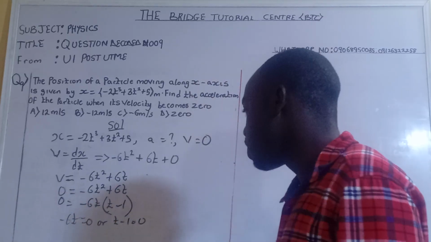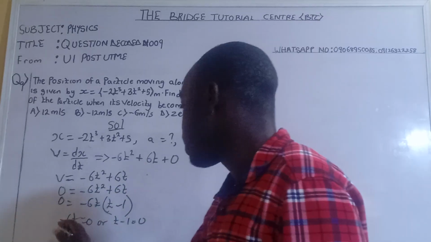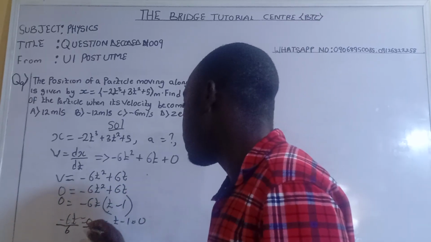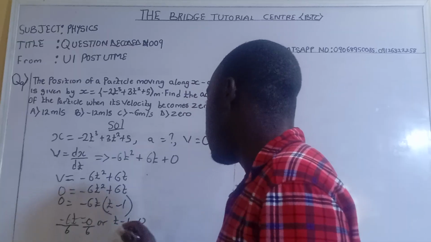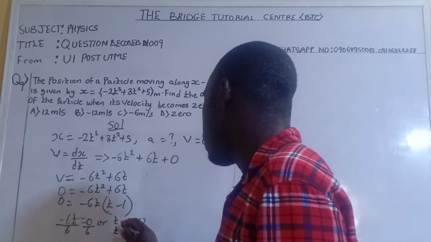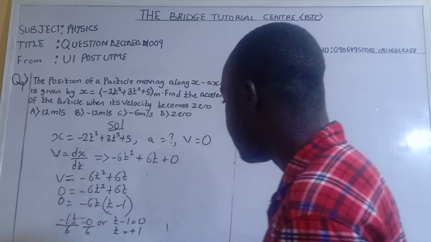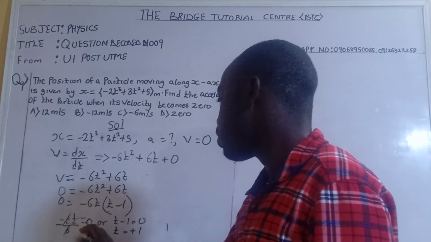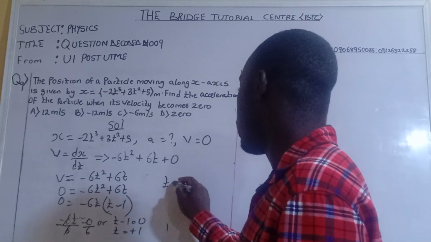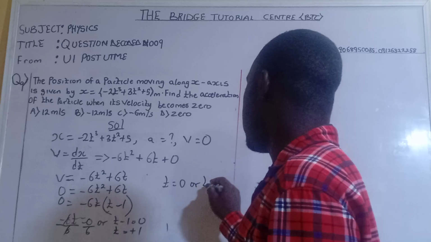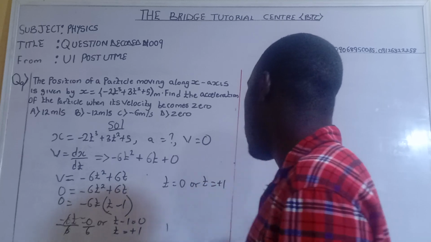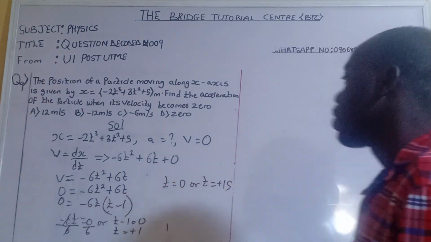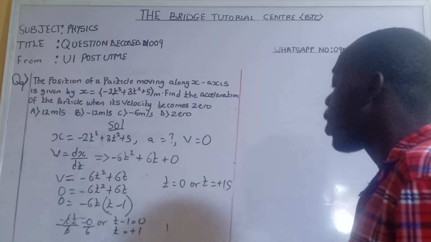So we have something like this. Now you find your t here. Divide both sides by 6, and t equals 0. Here you collect the like terms, t equals plus 1. At the end of the day, t equals 0 or t equals plus 1 second. As you can see, we've gotten our t.